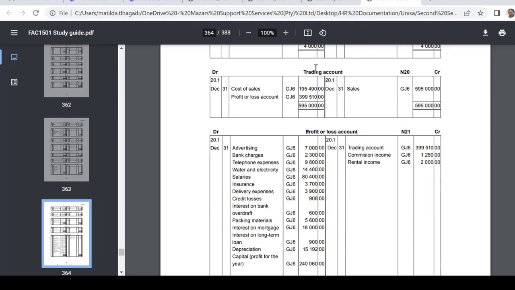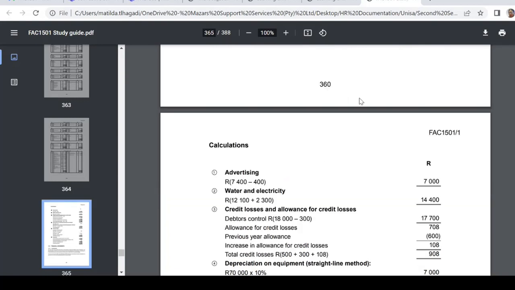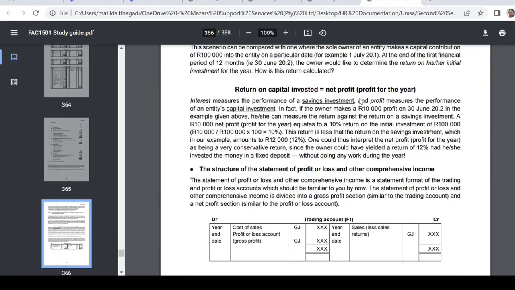Can you see the sales and the cost of sales? Yes. They are here. And then out of this trading account, they are moved to the profit and loss account. Here they are. And then all the expenses are here, bringing it to a profit of 240,060.